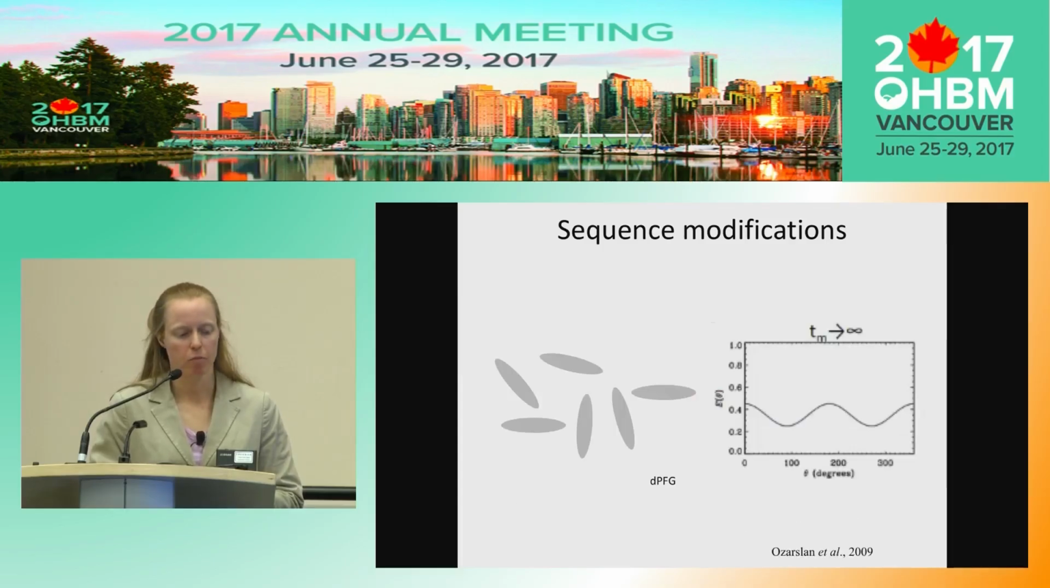So what happens is, depending on the angle between the two encoding blocks, you get a different signal, and it's minimal when they're at 90 degrees to each other. So you get this oscillatory response of the signal as a function of the angle between the encoding blocks. And that allows you to detect the fact that you had compartment shape anisotropy.